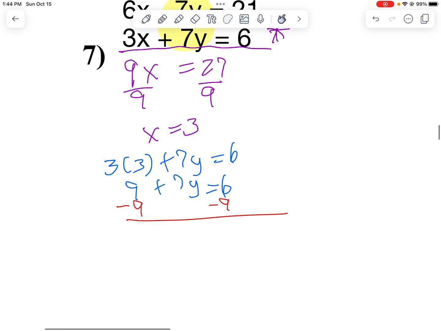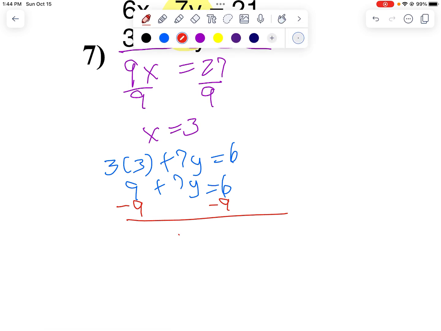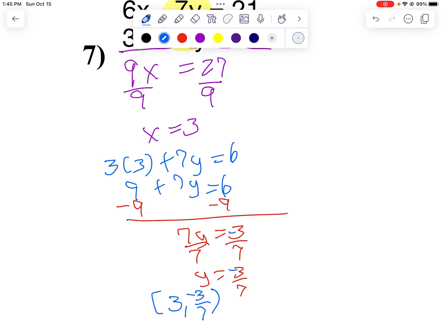And we get 7y equals 3. Divide both sides by 7. Y is 3/7. So as an ordered pair, the solution to my system is 3, 3/7. And that one probably would not have worked out very well. Oh, by the way, it's negative, isn't it? I almost forgot that. Negative 3/7, because 6 minus 9 is a negative 3. That one would not have worked out very well with graphing because of that negative 3/7.